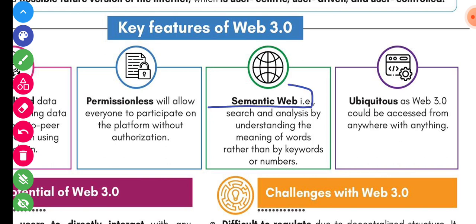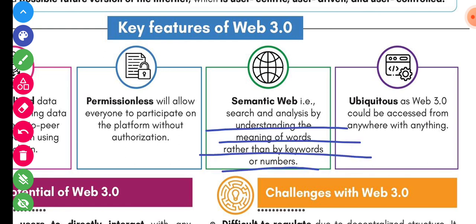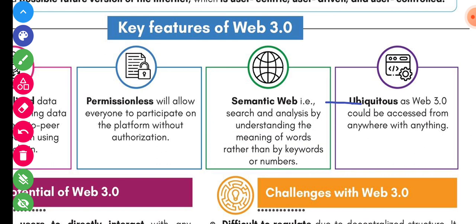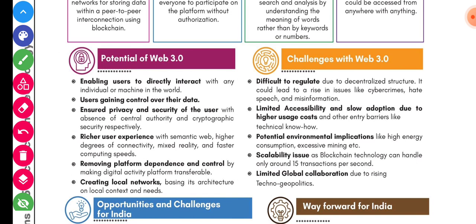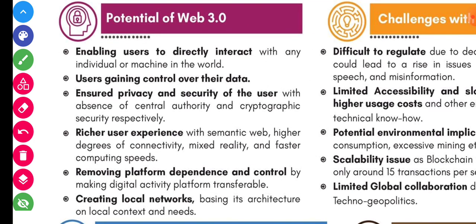And semantic web, search and analysis by understanding the meaning of words rather than by keywords or numbers. And ubiquitous, it is present anywhere in the world, anywhere in place, as Web 3.0 could be accessed from anywhere with anything. And what is the potential of Web 3.0?